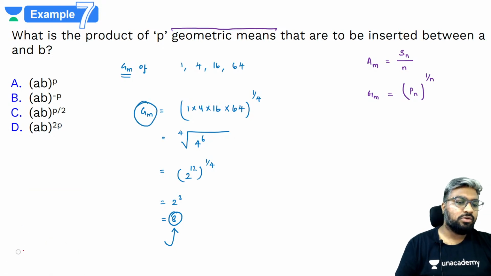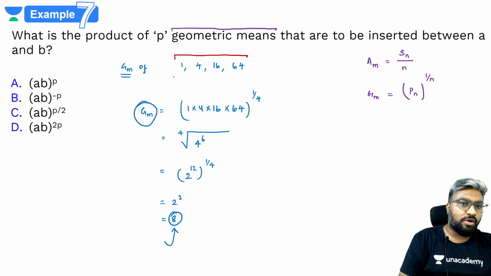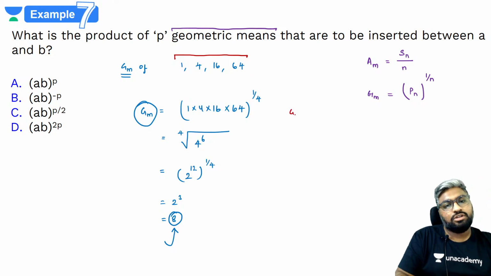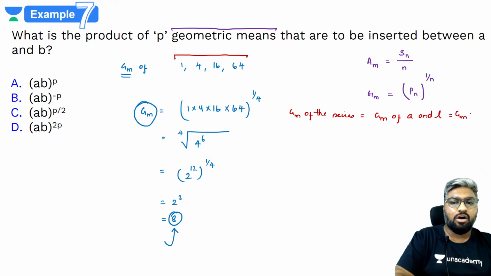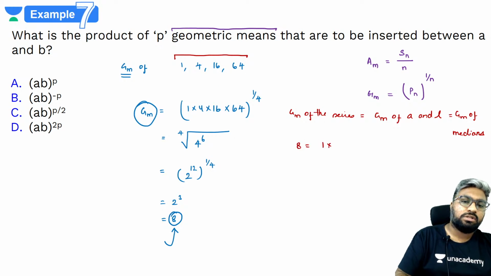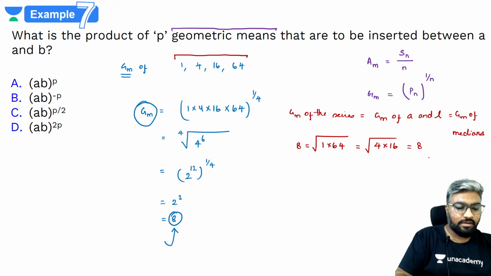So same way you can do. If the series is in geometric progression, then the geometric mean of the entire series is equal to the geometric mean of the first and last term, or the geometric mean of the median terms, anything. Right. So 8 can also be given as what? Square root of 1 into 64, which is 8, or square root of 4 into 16, which is again 8 in all cases. Do you understand geometric mean? Are you guys able to understand what geometric mean is?